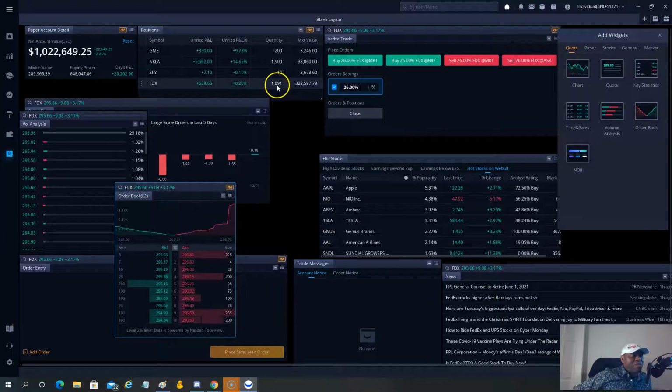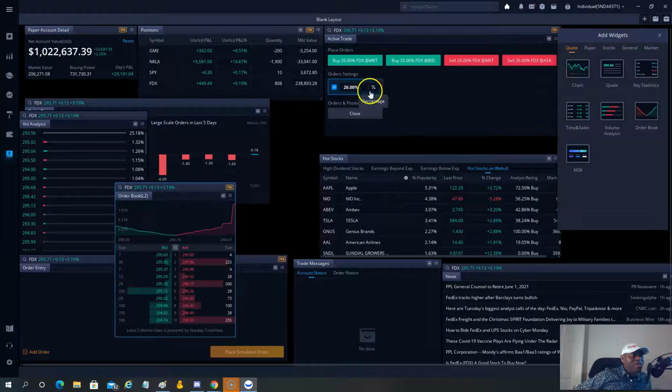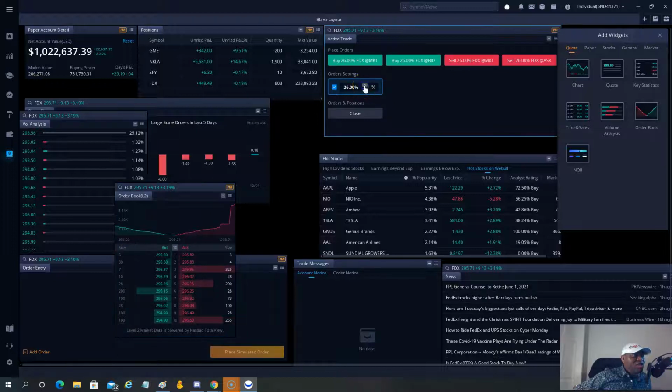Let's say that we want to see the quantity here reduce, right? Okay, that's what happens. So, this is the order settings here. I think 26% of that. So earlier when we added 10%, okay, if I want to sell another 26%, actually, let's just for good measure say I want to sell 50% of that.